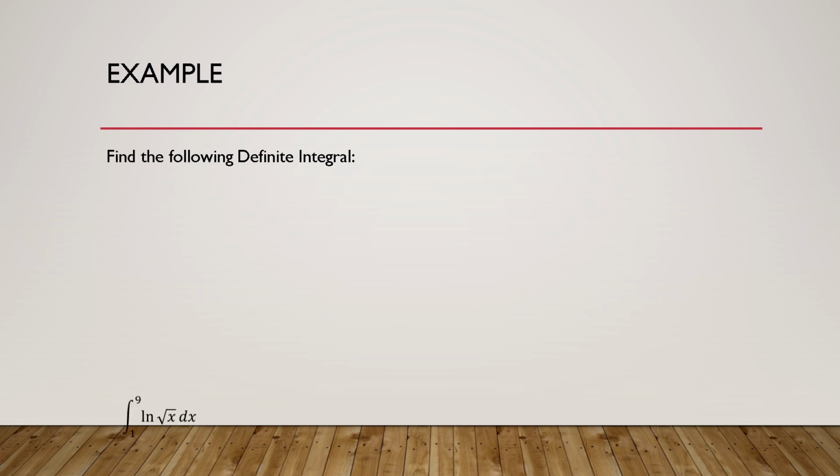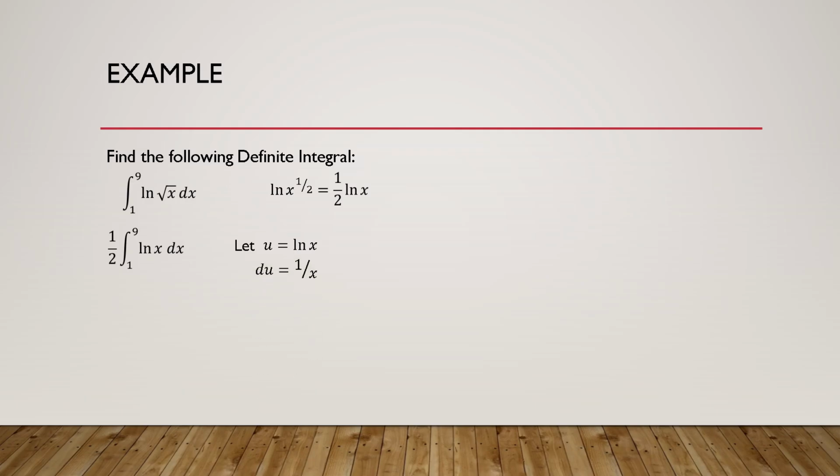As another example, let's find the integral from 1 to 9 of the natural log of the square root of x. First, we understand that the natural log of the square root of x can be expressed as the natural log of x to the 1/2 power, which is equal to 1/2 the natural log of x. The 1/2 can then be moved outside the integral as a constant. For the remainder of the integral, we apply integration by parts and let u equal the natural log of x. Du is then 1 over x dx. dv equals dx, making v equal to x.